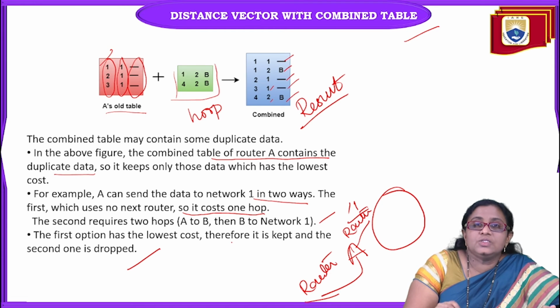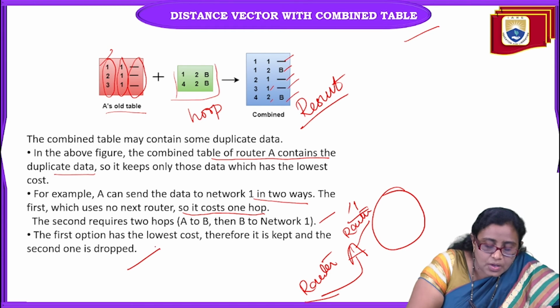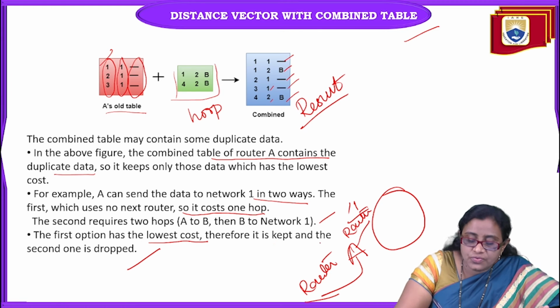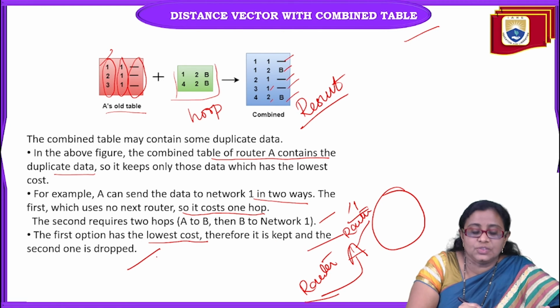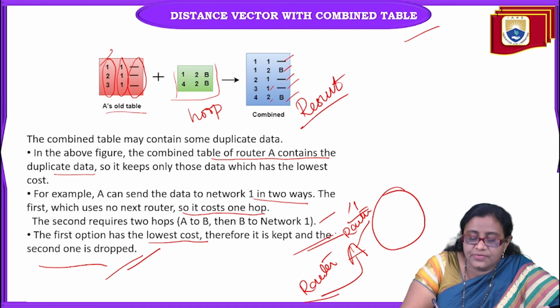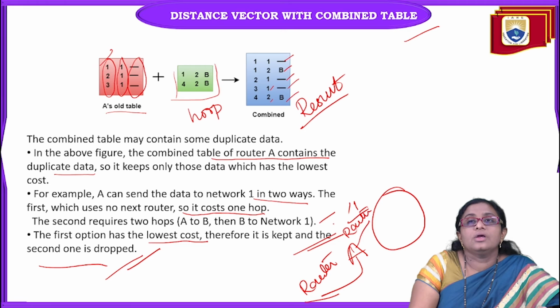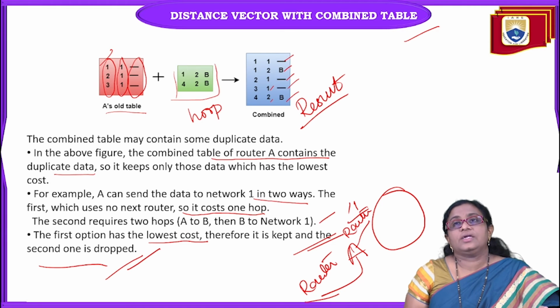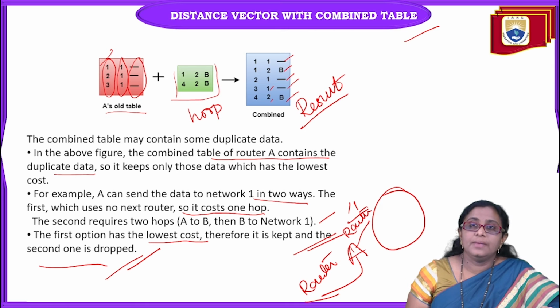It is used mainly to find the lowest cost path. Therefore, the first one is kept and the second one is dropped, or we consider the second one and the first one is dropped or quit. So, this is nothing but the distance vector with combined table.